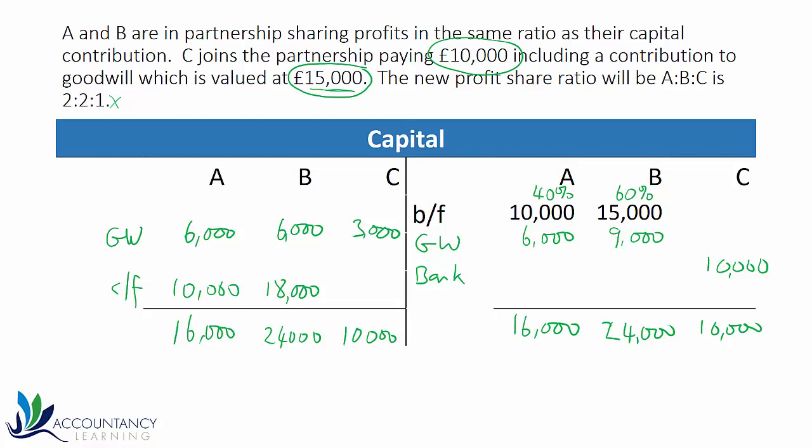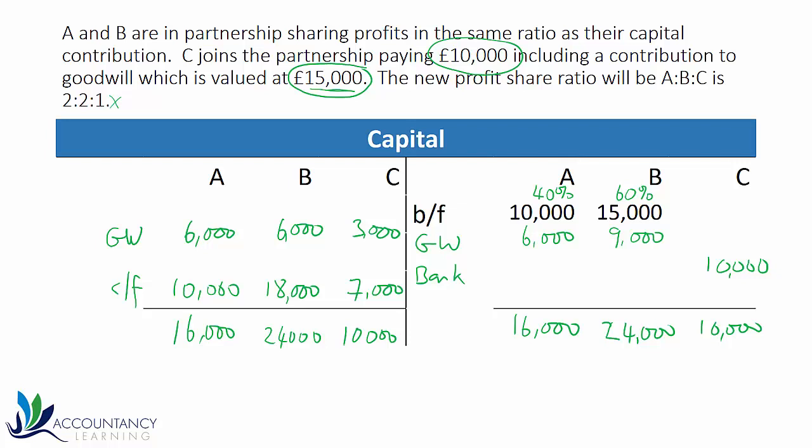So now when we balance off the account, we can see that the carried forward balance is going to be 7,000. So partner C has paid in 10,000 into the partnership account to become a partner, but the capital balance is only 7,000 because we can see that effectively partner C is paying partner B 3,000.